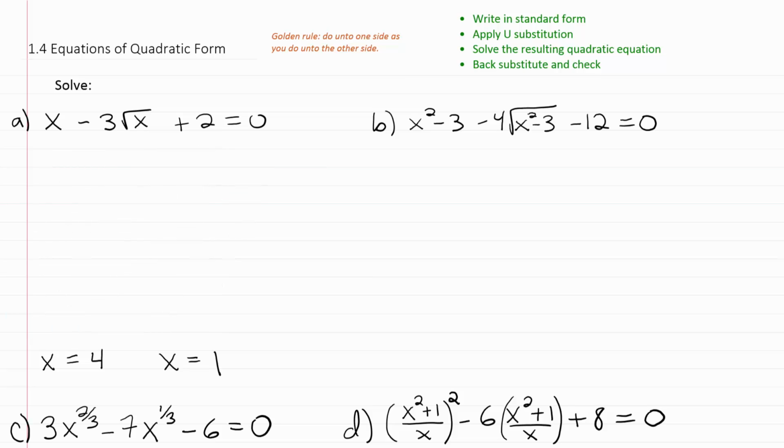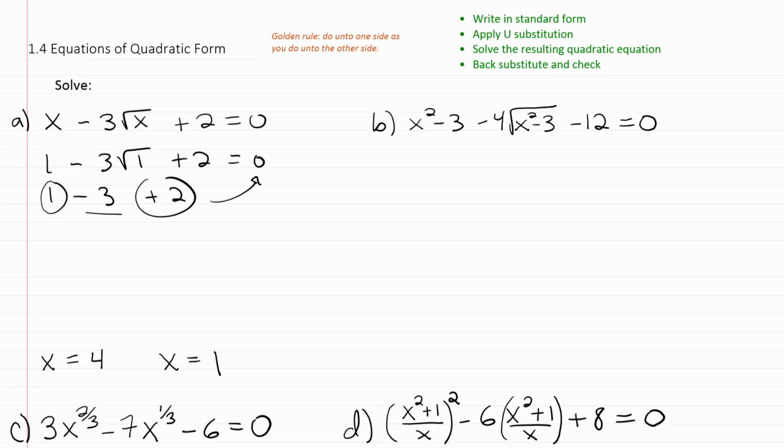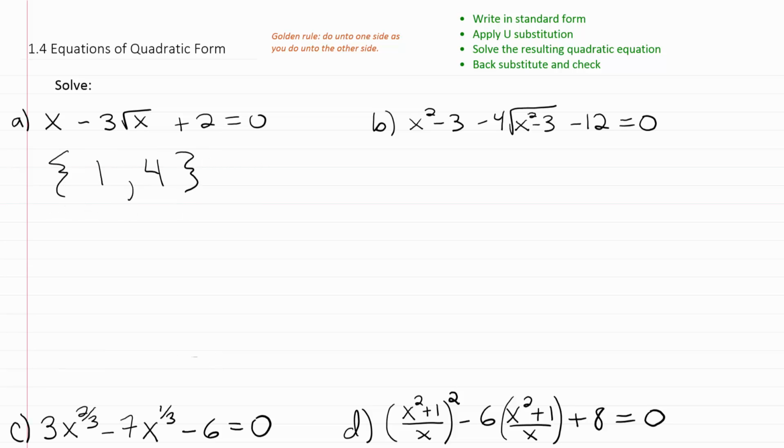Okay, so let's plug in 4 and see if that works. We'll have 4 minus 3 times the square root of 4 plus 2. Well, that's 4 minus 3 times 2 plus 2. So that's 4 minus 6 plus 2, and that of course is indeed 0. All right, let's try x equals 1 then. We'll have 1 minus 3 times the square root of 1 plus 2 equals 0, and then of course that'd be 1 minus 3 plus 2. And of course 1 and 2 make 3, minus 3 does indeed give you 0. Okay, so it appears that both answers check out, so the solutions are 1 and 4.